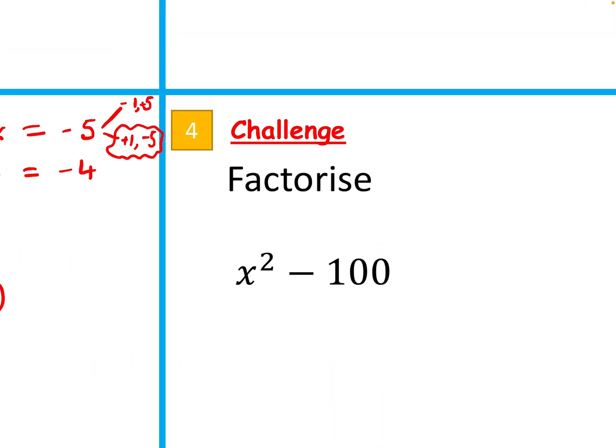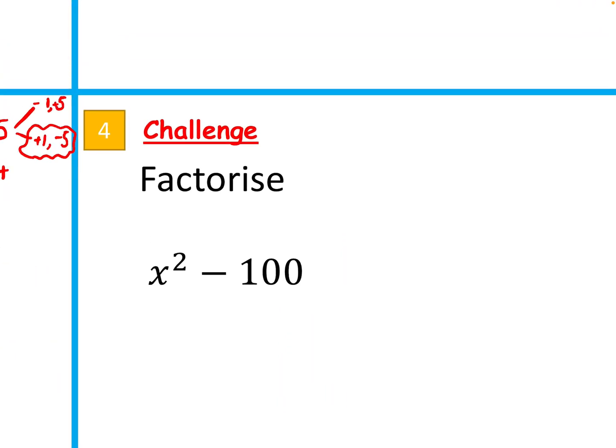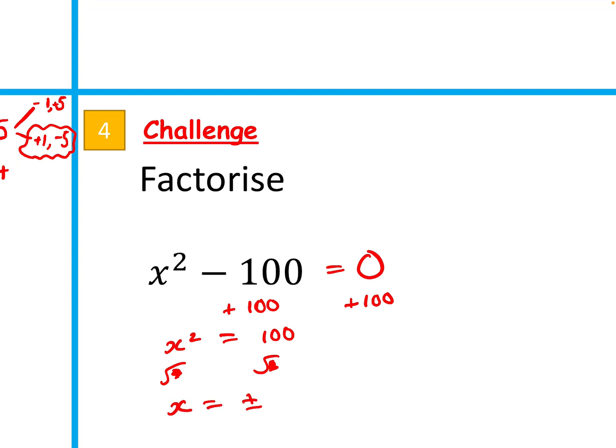Okay, this question over here is a bit more challenging. We didn't look at it explicitly yesterday, but if I was to add a 0 equals 0 here, you could solve this. You would move the 100 across to isolate x squared, to leave me with x squared equals 100, and then you take the square root of both sides, which would give us x is equal to positive and negative 10. But that's not what we've been asked to do here.